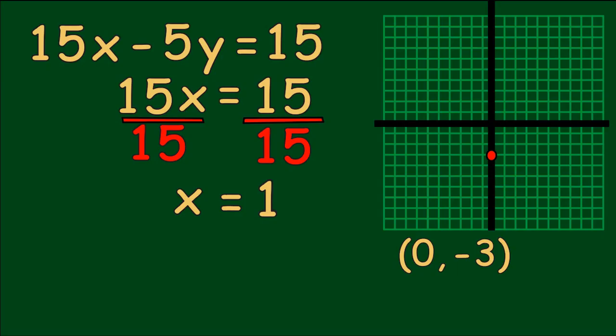So our second coordinate is 1, 0. This shows us where the line will cross the x-axis. Connect the dots and you're done. Once you get used to using the x and y intercepts to graph lines, you will be able to do them much faster.